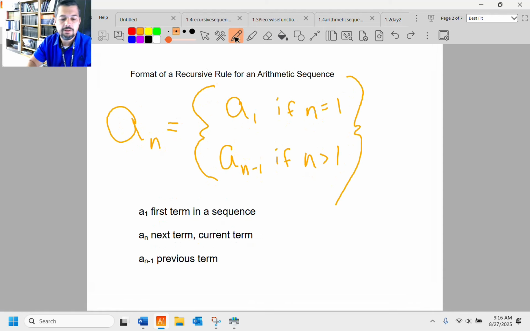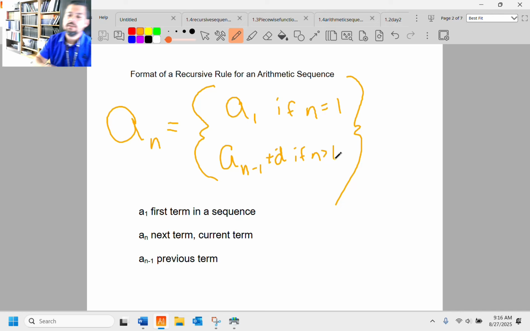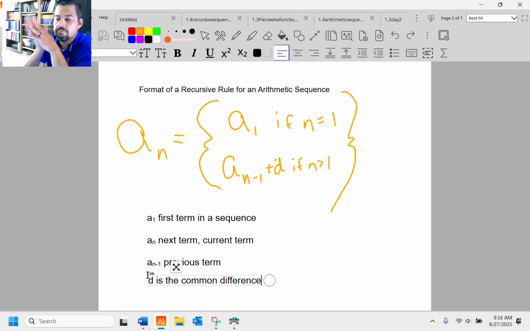And I left something off the rule. I sure did. I need plus d. And what does d stand for? d stands for the common difference of the arithmetic sequence. All right, there we go. There's the format for a recursive rule.